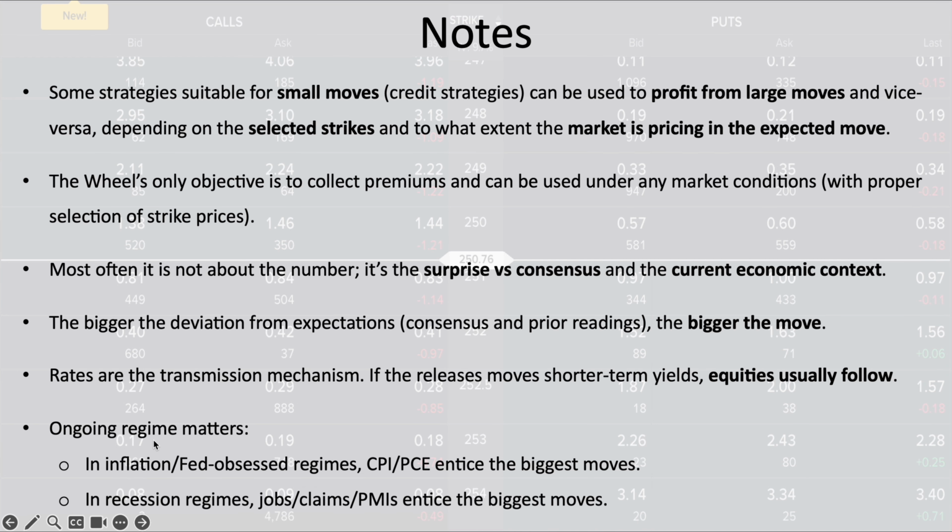Now, as I mentioned, the ongoing regime matters. In inflation and Fed obsessed regimes, the CPI and the PCE entice the biggest moves, and when the concern is more about the economy, the possibility of recession, employment data and activity data such as industrial, services and GDP entice the biggest moves. And that's pretty much it.